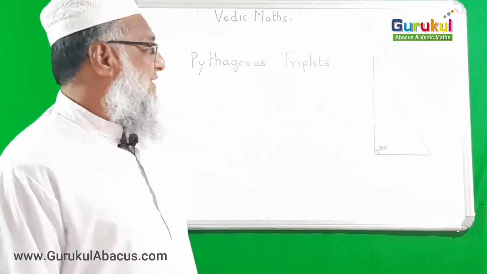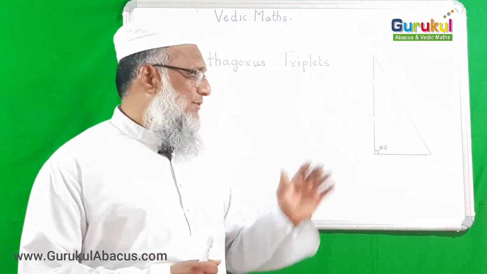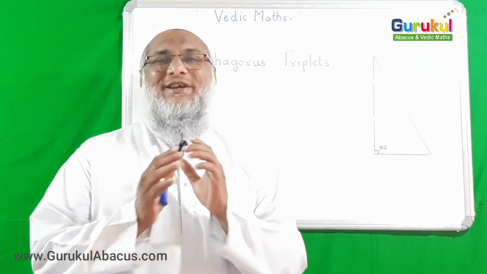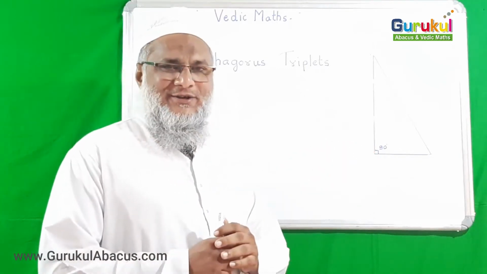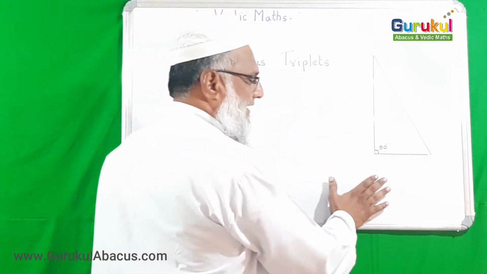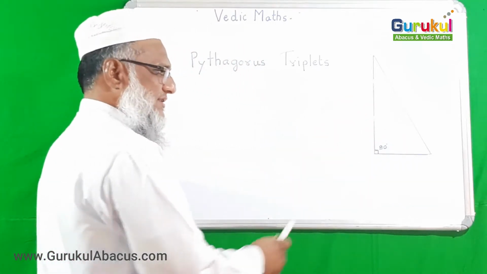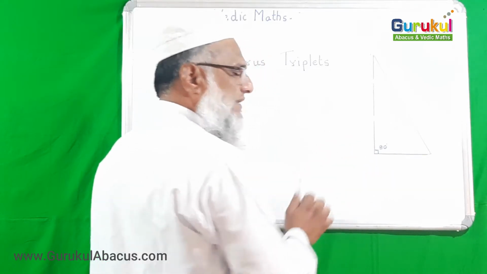Now we are going to study triplets in Vedic mathematics. Before that, we should learn the Pythagoras theorem. It is about the right angle triangle. A right angle triangle is one where one angle is the right angle.